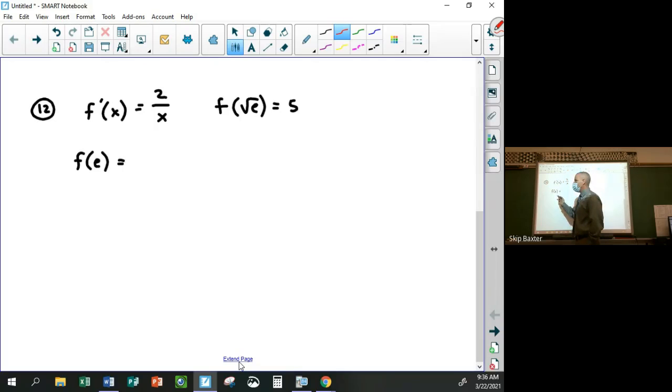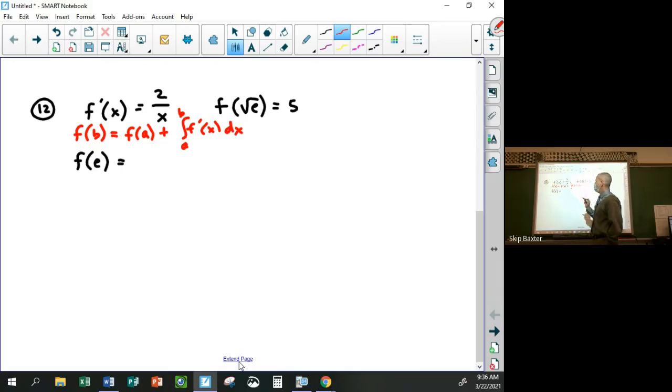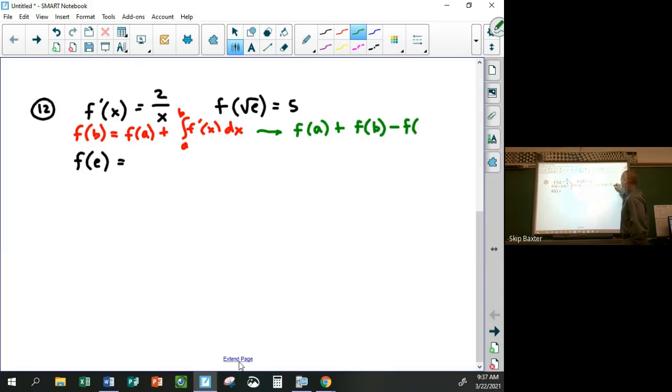So remember, FTC Part 1 is f of b equals f of a plus the integral from a to b of f prime of x dx. Think about this. This makes sense because this is really f of a plus the integral of f prime, which is f, evaluated at b, and then evaluated at a, and subtracted. So, of course, that makes sense that that's equal to f of b.